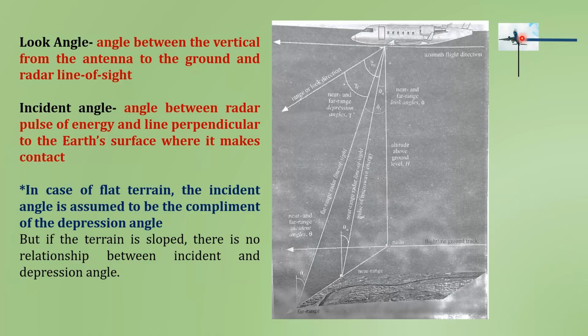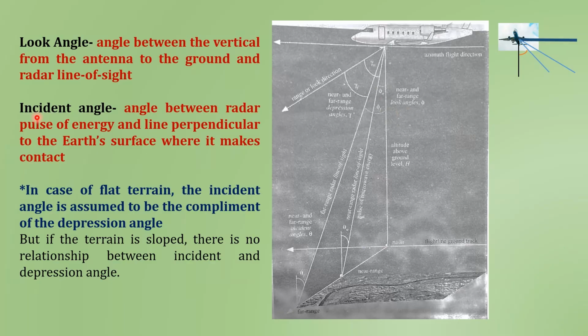This will be range or look direction. This is the pulse of beam illuminating this much part of the terrain. Now the angle between the vertical from the antenna to the ground and radar line of sight is referred to as the look angle. Again, if it is with respect to the near range line of sight, it will be near range look angle, and if it is with respect to the far range line of sight, it will be far range look angle. So here we have the mention of near and far range look angles.